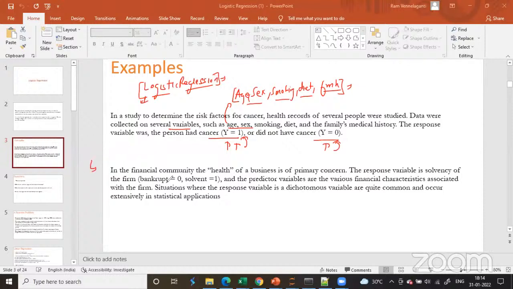What is another use case or problem that you can solve with the help of logistic regression? For example, if you want to study the financial health of a company, if you want to understand whether the company is going to file for bankruptcy, or if the company is not going to file for bankruptcy, you can solve this kind of problem also with the help of our logistic regression concept. So if the company is going to file for bankruptcy, you can assign a value of 0. If the company is not going to file for bankruptcy, you can assign a value of 1.